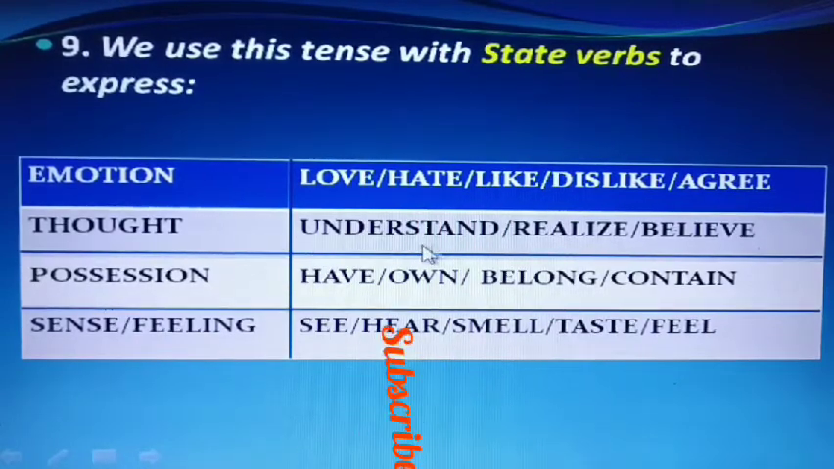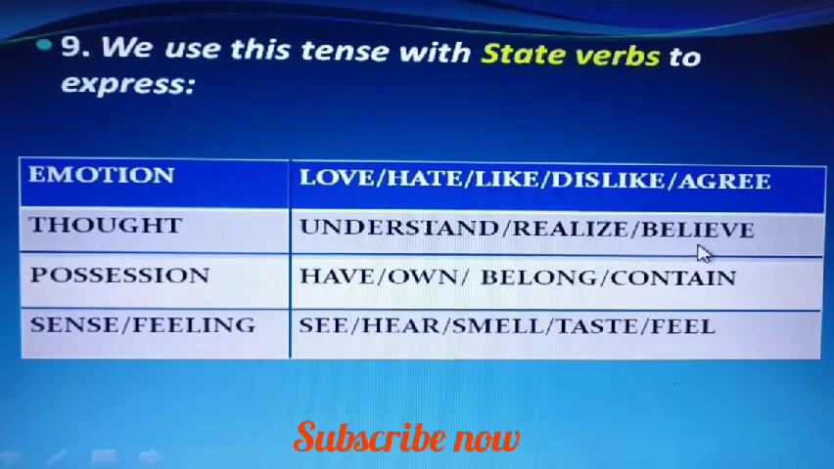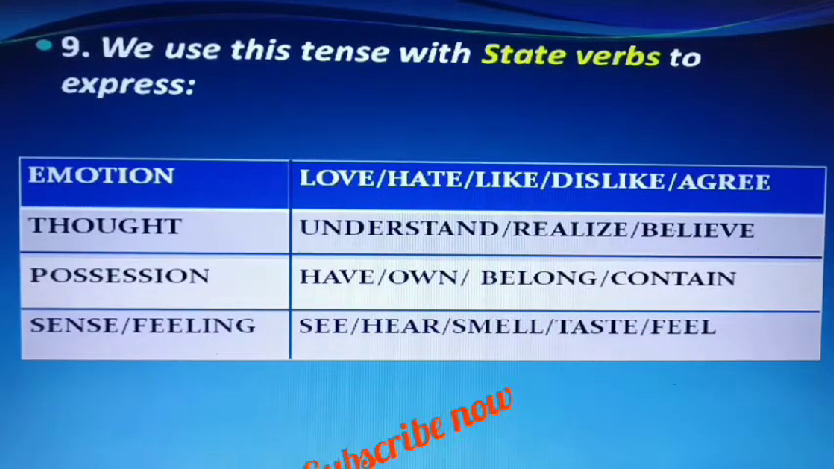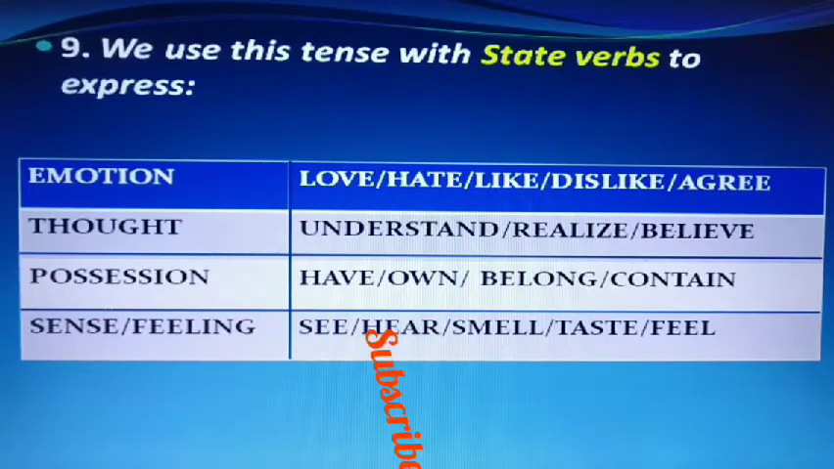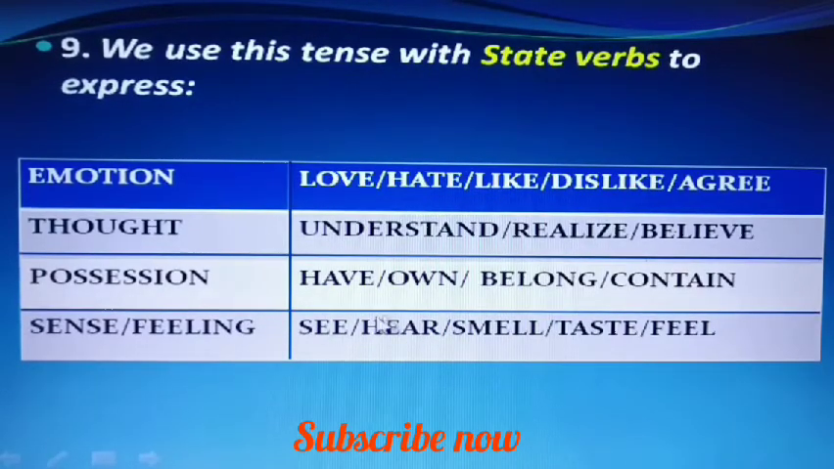We use words like understand, realize, believe in the simple present tense to express our mental processes, our mental working, our mental action. Possession, to have something, to own something, to get something: have, own, belong, contain, or words like that. And sense and feeling, you know: see, hear, smell, taste and feel.